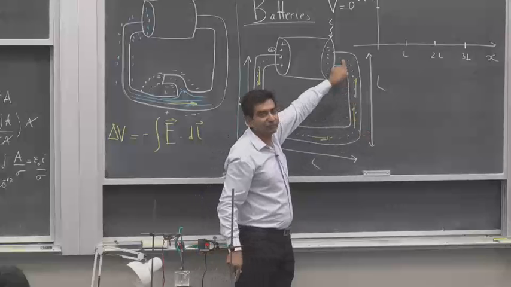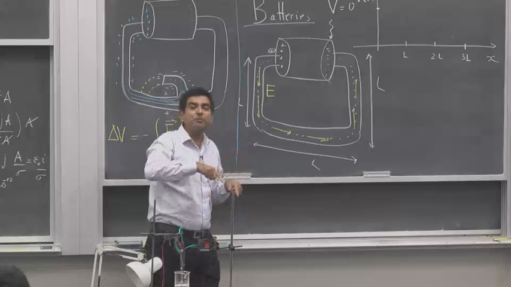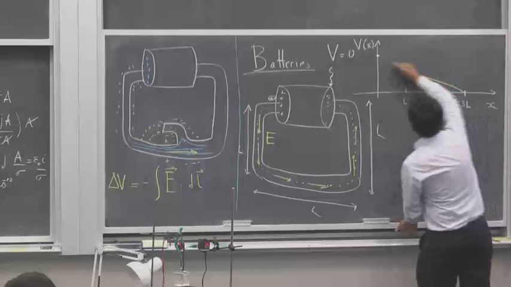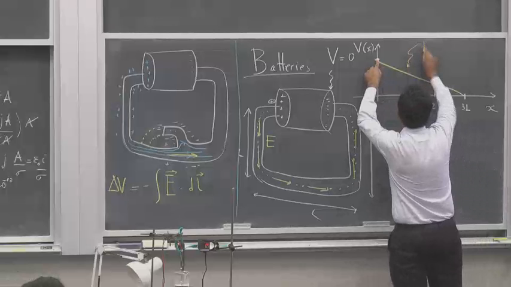The electric field that is set up inside the wire is E. So the slope of this potential is E. So what I can draw is a downward sloping line that starts off from a certain potential. This slope is E. So this potential is 3 times EL.